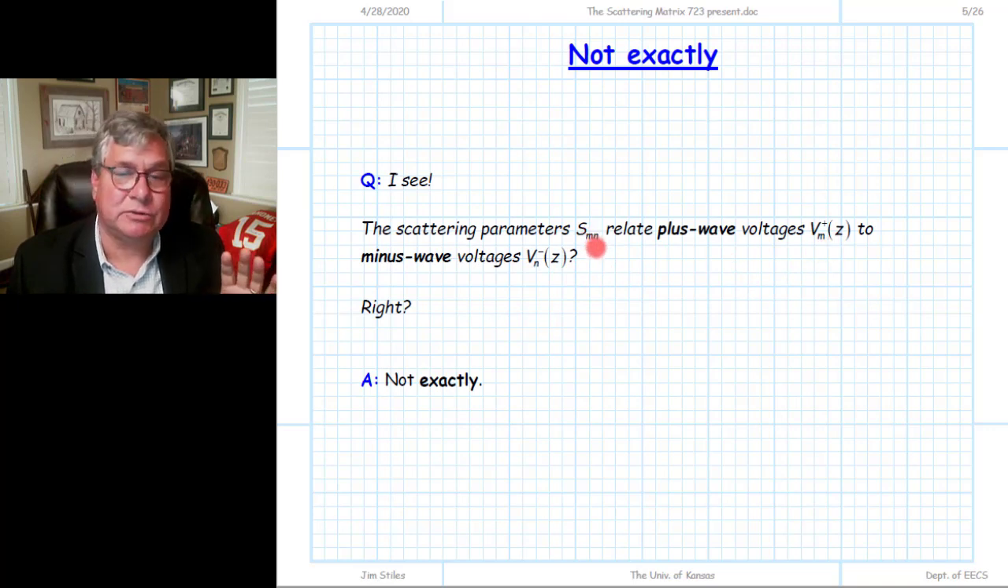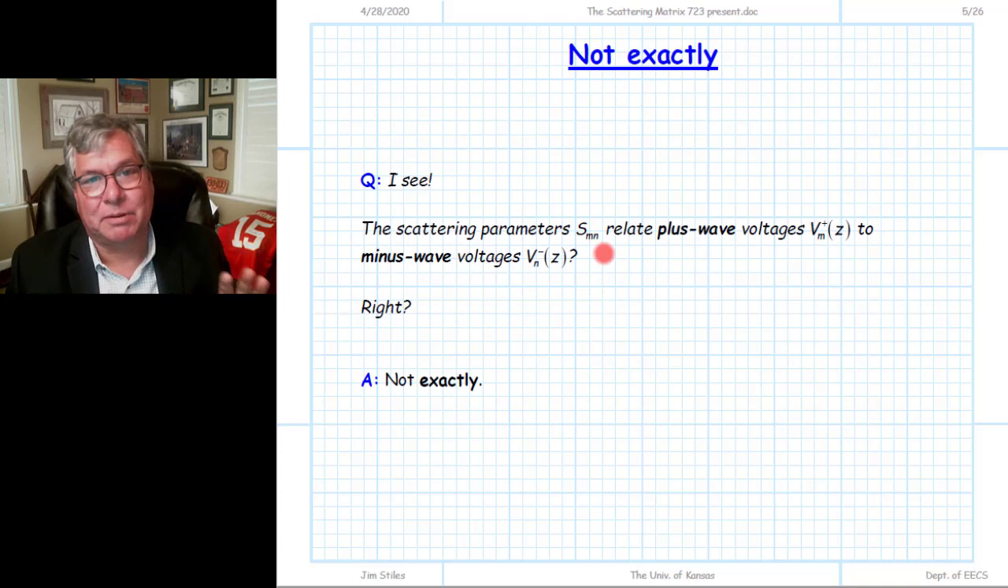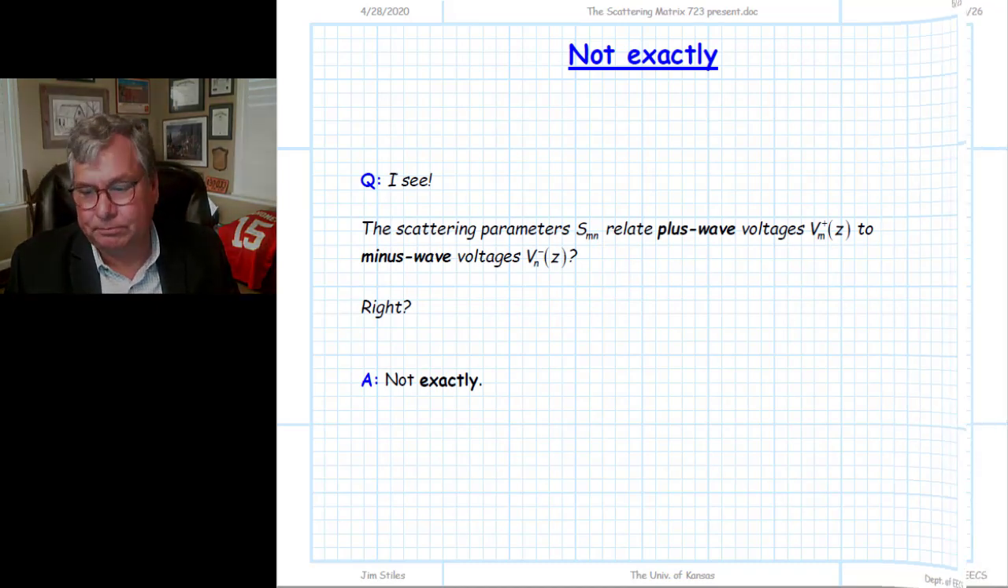What this number does is relate two different numbers, two complex numbers. Each depends on the plus and minus wave voltage, but still are numerical values. And let's see what those are.